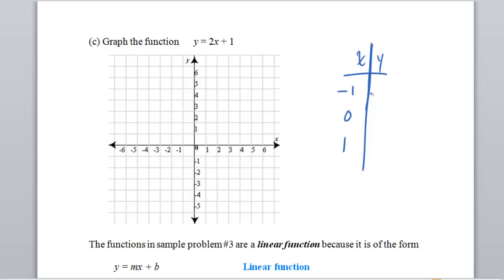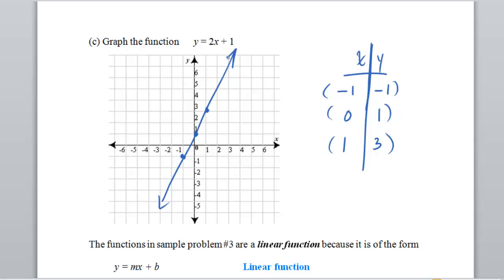So when I plug in -1 for x, I'm going to end up getting -2 plus 1, which is going to give me -1. If I plug in 0, I'm going to be left with 1, and the last one is going to give me 3. And so those are my given points: (-1, -1), (0, 1), and (1, 3). And I'm just going to simply draw the best line I can through those given points.